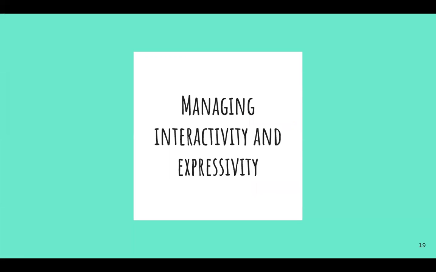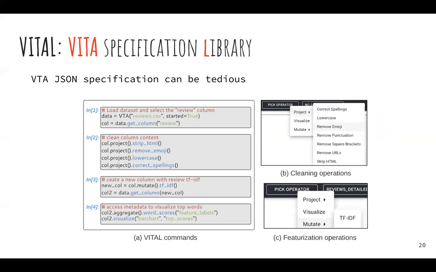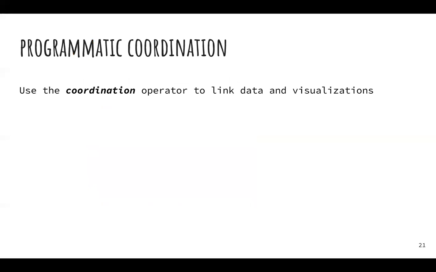Now, let's see how Leam manages interactivity and expressivity. The JSON-based VTA specification can be quite cumbersome to write. Also, it's different from the typical script-based analysis workflows. So we developed Vital, which is a Python library that helps users issue VTA operators via scripts. However, they can also issue these operators interactively from the operator view. Both Vital and menu operators are translated to the VTA JSON specification in the backend for execution.